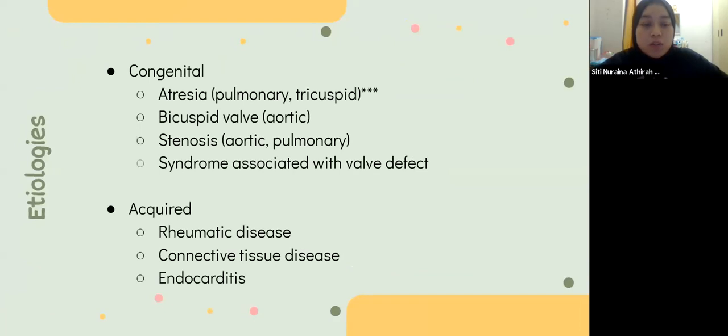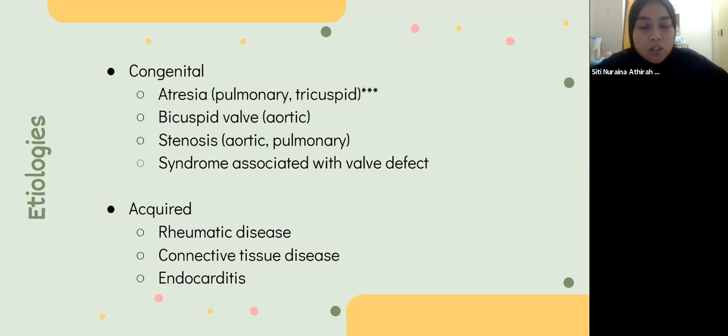Okay, valvular heart disease, we can also divide according to etiologies, which is congenital and acquired. In congenital, basically we have atresia, specifically in the pulmonary and tricuspid valve, and then we also have congenital bicuspid valve. And then we have stenosis, and we also have syndromes associated with valve defects. The atresia is a dangerous condition because it is a cyanotic heart disease.